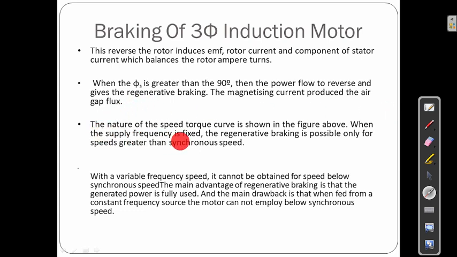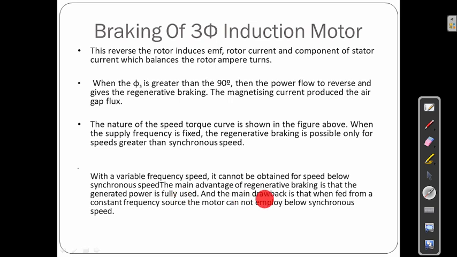The nature of the speed torque curve: when the supply frequency is fixed, regenerative braking is possible only when the speed is greater than the synchronous speed. With variable frequency, it cannot be obtained for a speed below synchronous speed.